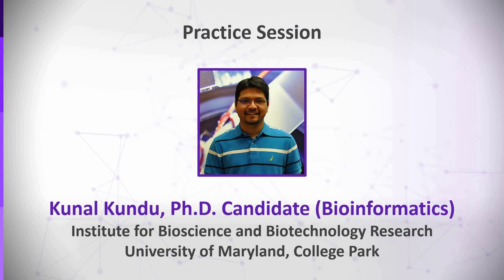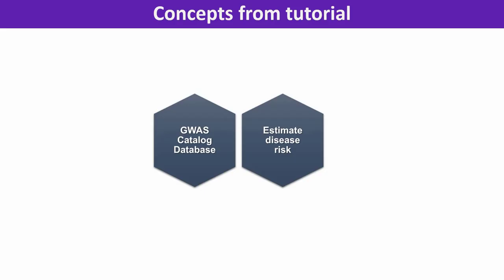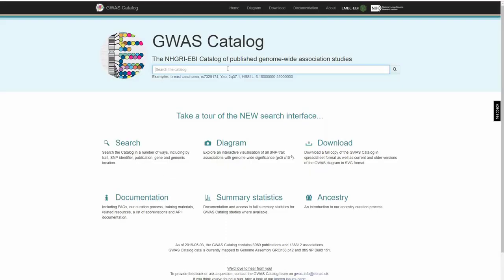Hello everyone. In this tutorial, we will learn to investigate genetic variants associated with complex trait diseases. As part of the investigation, first we will go over the GWAS catalog database to analyze the GWAS identified genetic variants that are associated with a complex disease. Second, we will use the odds ratio of disease-associated variants to estimate the relative risk of an individual for a complex trait disease, for example, Crohn's disease.